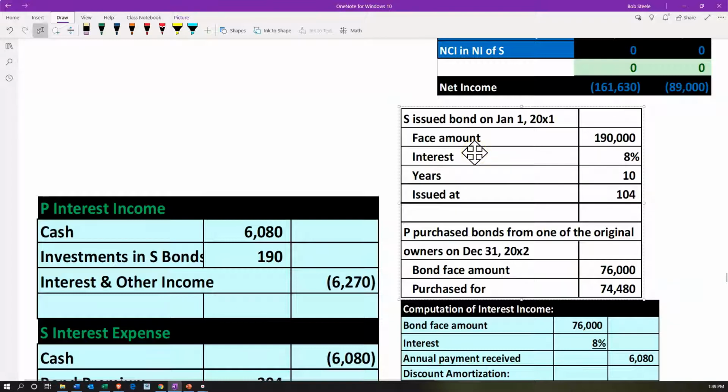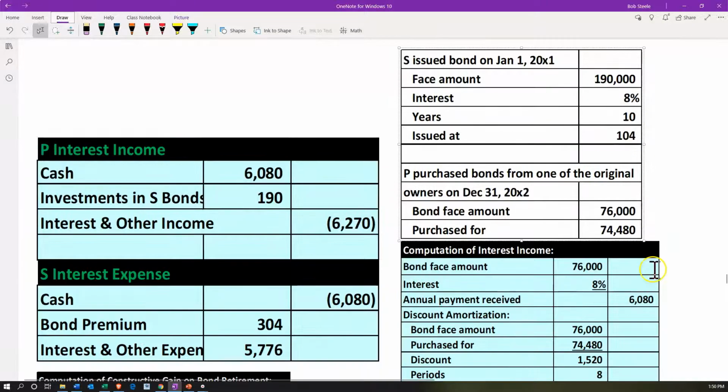But we're really only concerned with the ones that got purchased by P from a third party, which means P purchased bonds from one of the original owners in 20X2, but they only purchased 76,000 of the 190,000. So we're really concerned with the 76,000 of the 190,000 with regards to both sides of this transaction. What would the journal entry look like with regards to 76,000 of the 190,000 bonds? They purchased it for $74,480, meaning they purchased it in their eyes as basically a discount on their side of things.